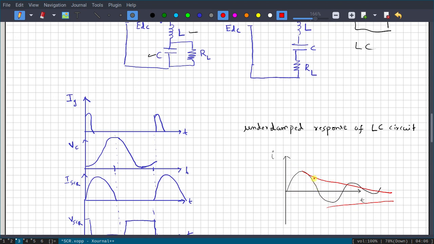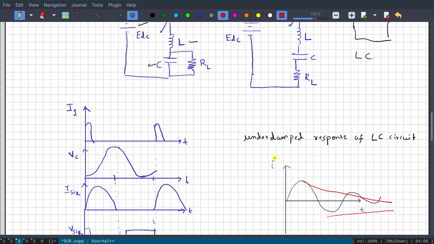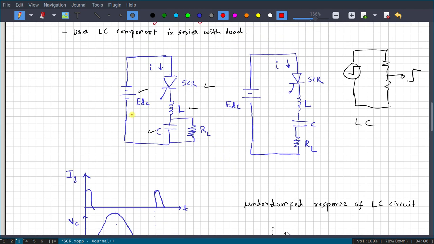Our intention is to have a current or voltage waveform such that you will have maximum voltage and minimum voltage, that is, in the opposite direction. So the voltage changes in either direction, that is what we want. Okay, so that's why, when you apply DC voltage, initially the current flows if you apply a gate trigger.